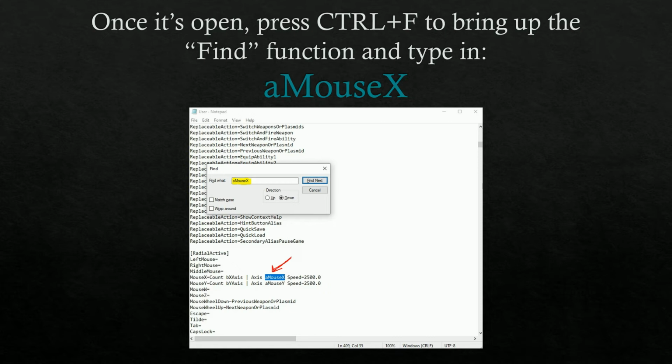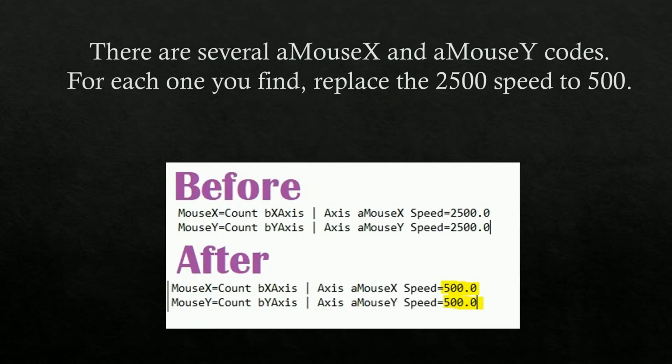So right now, see how the speed says 2500? I want you to change it for both rows, for both A Mouse X and A Mouse Y, to 500, okay? So I have a before and after. When you replace the number, don't put spaces or anything. The code is really specific, so just take out the twos and make it 500. And then once you do that, click on Find Next again.